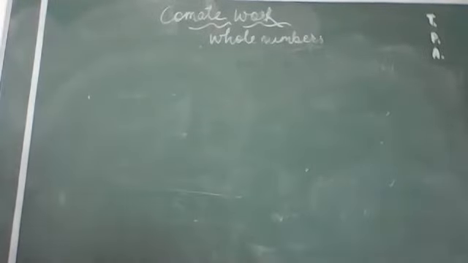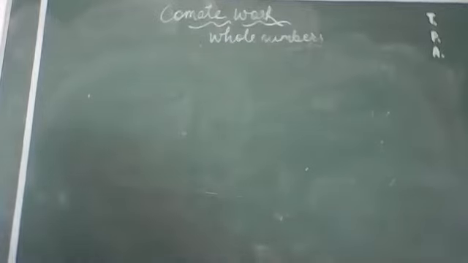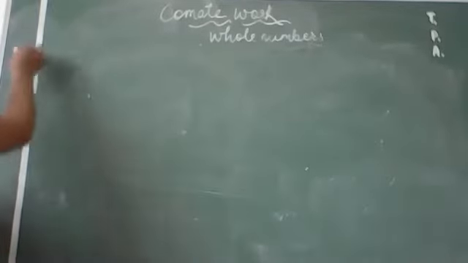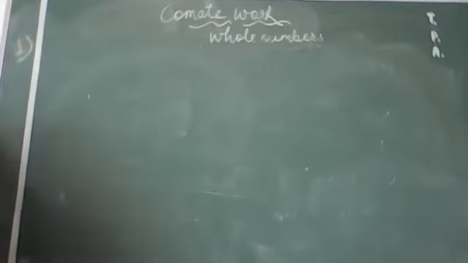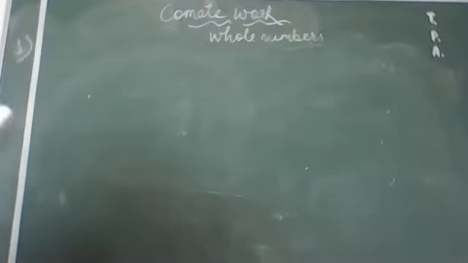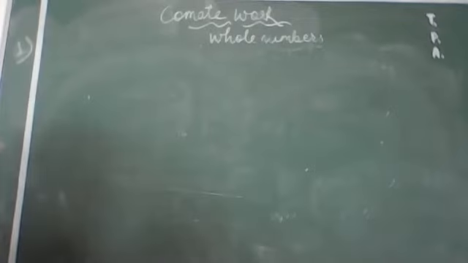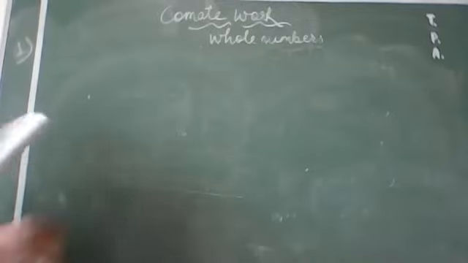So, dear students, today we are in the COMET portion and we are doing the COMET of the chapter Whole Numbers, and we are going to start the classwork portion, which is question number 1. Question number 1 from the classwork portion. The question says: find the number which when divided by 25 gives 145 as the quotient.